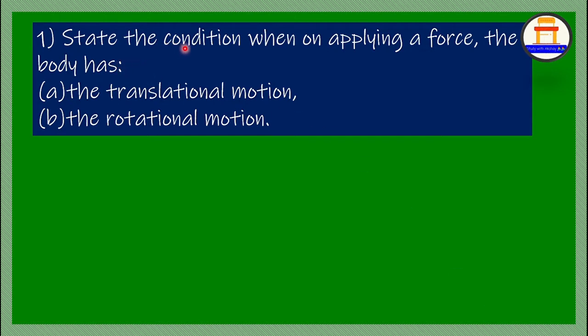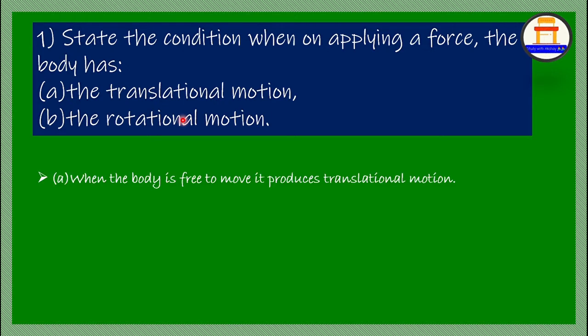State the condition when, on applying the force, the body has: the translational motion, the rotational motion. Basically they are asking us the condition. So what are the conditions? When the body is free to move, it produces translational motion. So the condition for translational motion is that the body should be free to move.